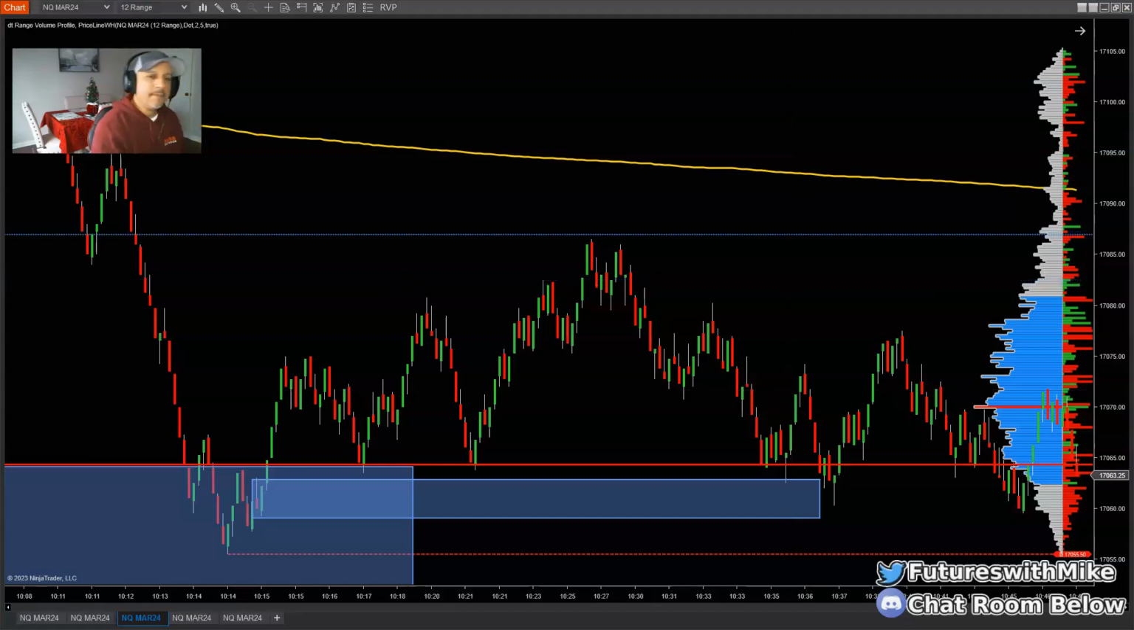But it will pick back up as we get into and move into the new year. We'll start to see better swings.